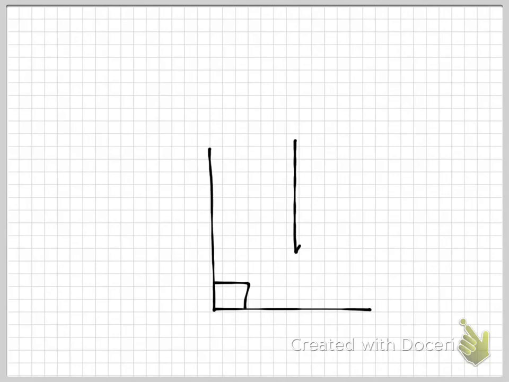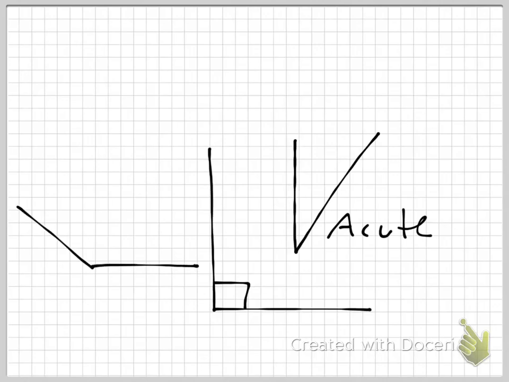Here's our 90-degree angle, right? Angles that are skinnier than 90 degrees are called acute angles, and you can kind of think of it like that. Oh, look, it's so cute. It's small, right? Angles that are smaller than 90 degrees are acute angles. Angles that are bigger than 90 degrees, do you see how that's bigger? That's called obtuse.